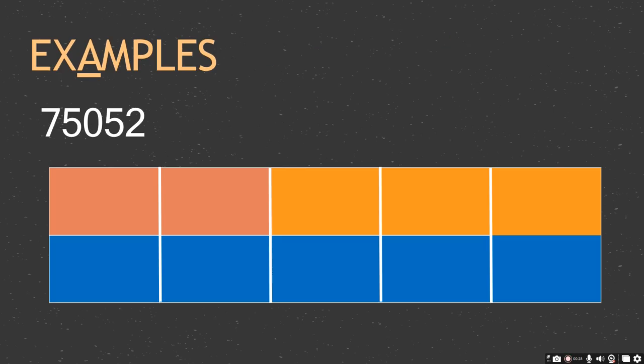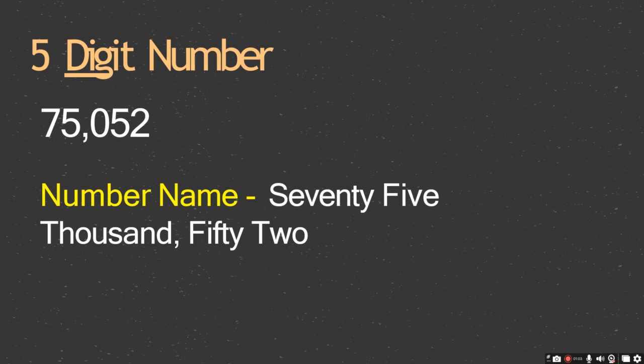So we will start by writing the number using a place value chart. First of all, we will write ones, tens, 100, 1000 and then 10,000. Now we will put the digits below that according to their places: 7, 5, 0, 5, 2. So we will read this number as 75,052.